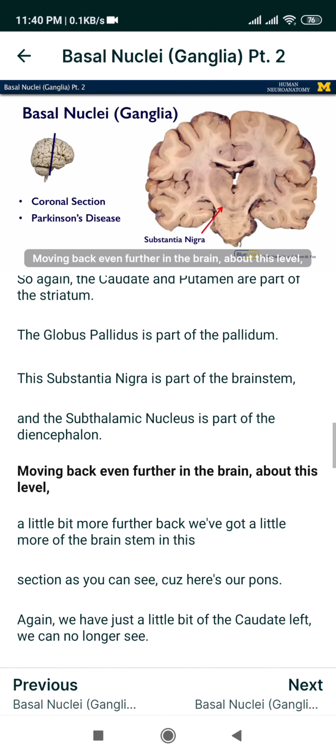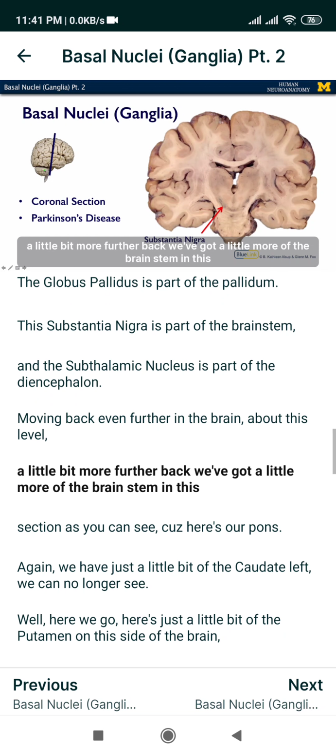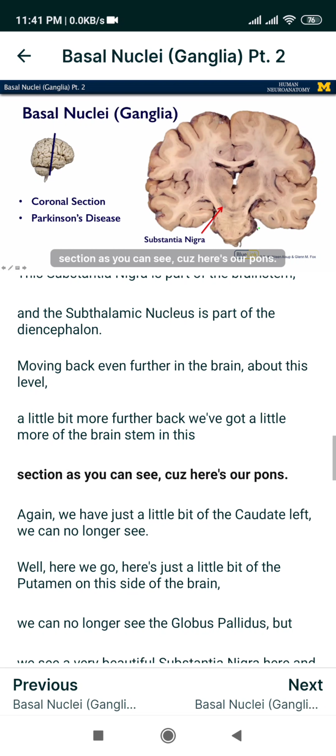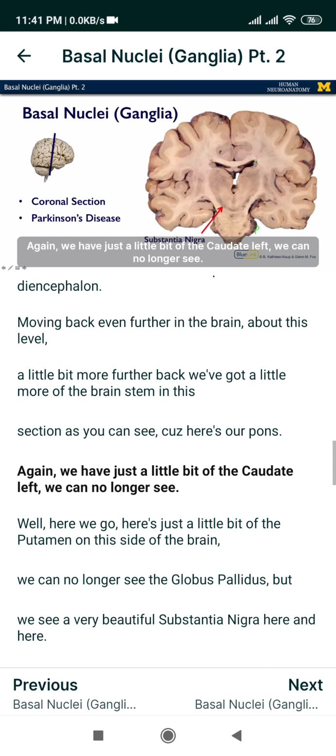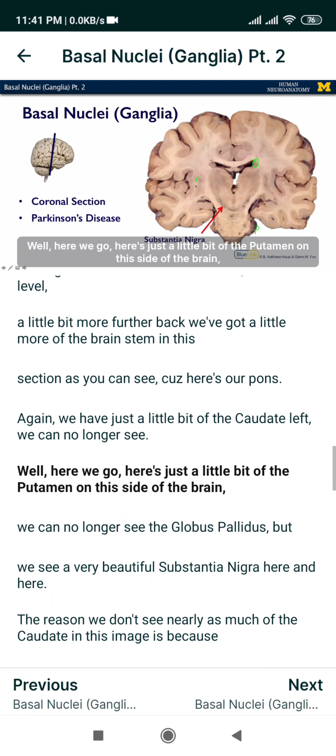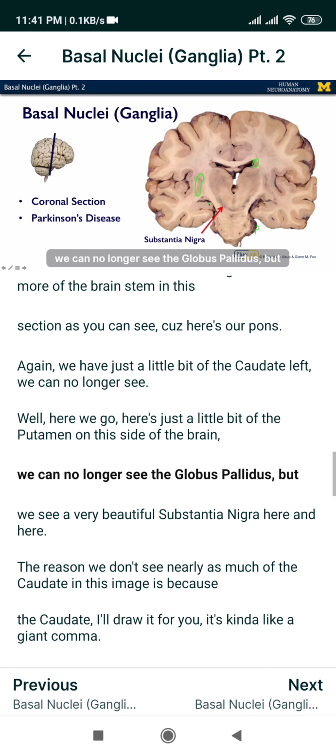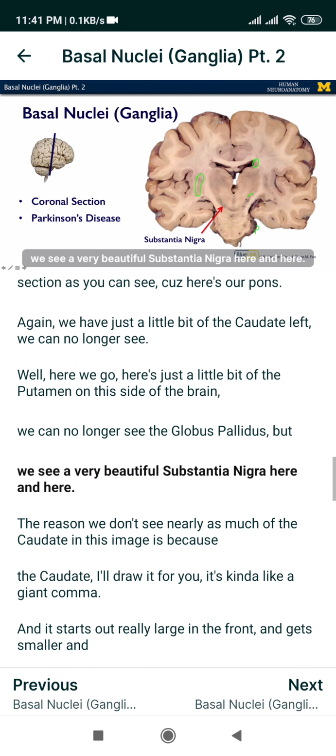Moving back even further in the brain, about this level, we've got a little more of the brainstem in this section, as you can see, because here's our pons. Again, we have just a little bit of the caudate left. We can no longer see, well, here we go. Here's just a little bit of the putamen on this side of the brain. We can no longer see the globus pallidus, but we see a very beautiful substantia nigra here and here.